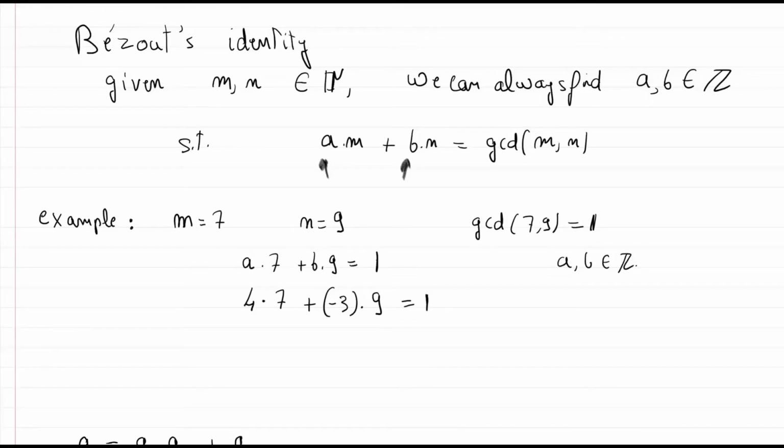Now those numbers 4 and negative 3 are not unique. I can add 9 to this one and negative 7 to this one and get another pair of numbers a and b such that the identity is true. So 13 times 7 plus negative 10 times 9 also equals 1. It's easy to check. This is 91 and this is negative 90.